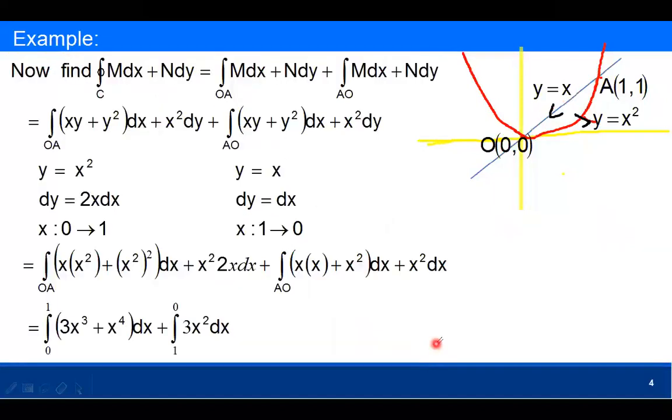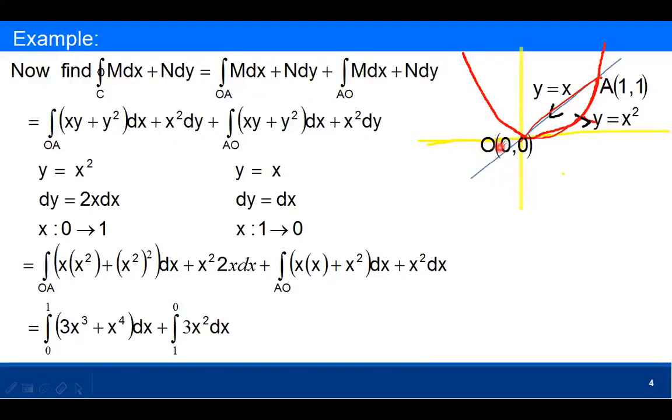Now calculate this integral m dx plus n dy over the curve C. So how to calculate this value? You have to calculate this single integral along this curve plus along this line. So that is integral m dx plus n dy along this curve, that is OA, plus integral m dx plus n dy along this line, that is AO, in this direction. So in single integral we are converting these total values either in terms of x or in terms of y. So along this direction OA, y equal to x square, and along this direction AO, y equal to x.